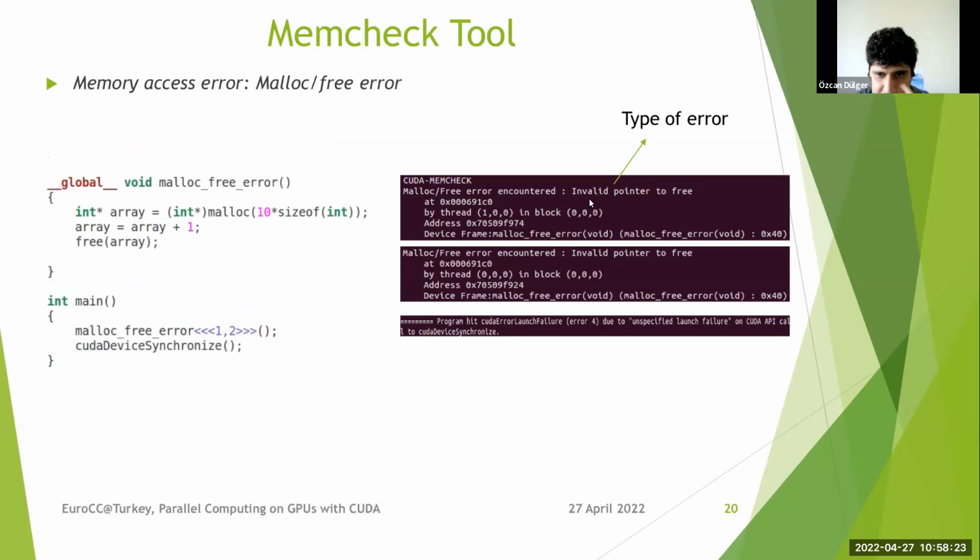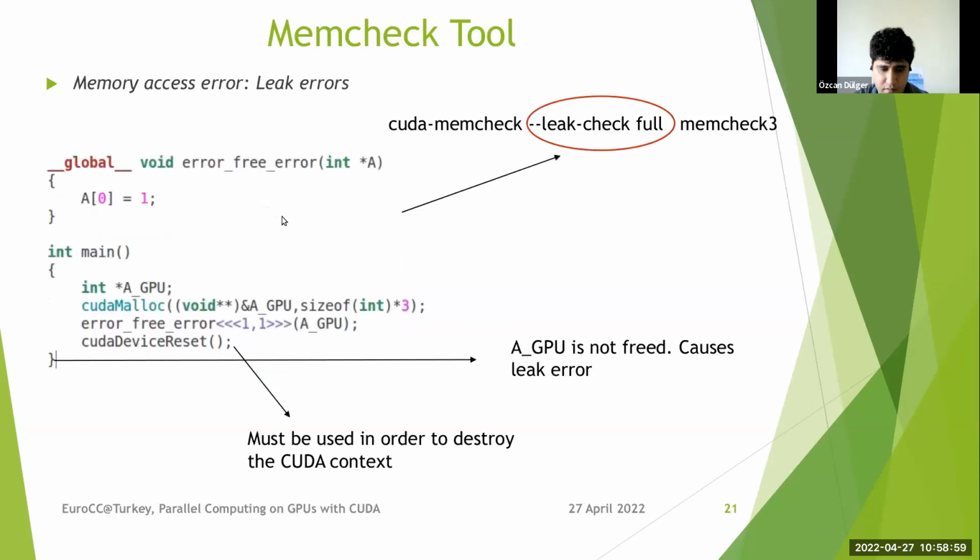Here we get an invalid pointer to free error. This is for the second thread. Again, we get the same error for the first thread, invalid pointer to free. Again, we get unspecified launch failure for the CUDA device synchronize. Okay, the address of the second element of the array is not returned by malloc, but the first one here was returned by malloc. That is the reason.